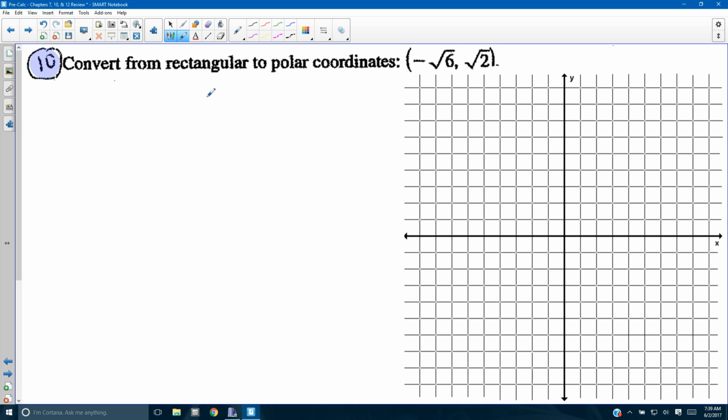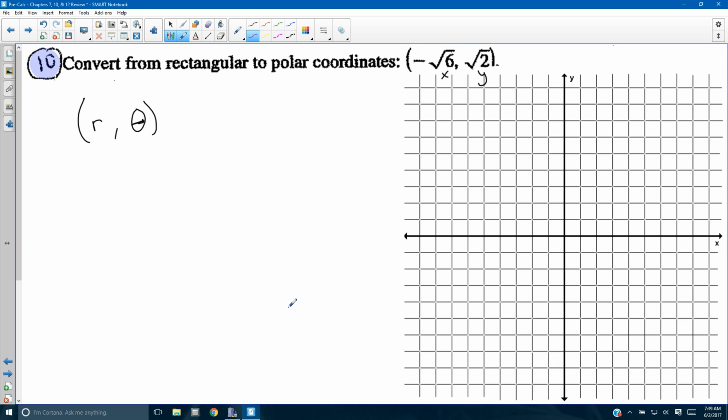Number 10, there's no number 9. Number 10, convert from rectangular to polar coordinates. So your x value is negative root 6. Your y value is root 2. Polar coordinates would give you a magnitude and direction here. R would be the distance, kind of that hypotenuse of these two when drawn, and direction theta.